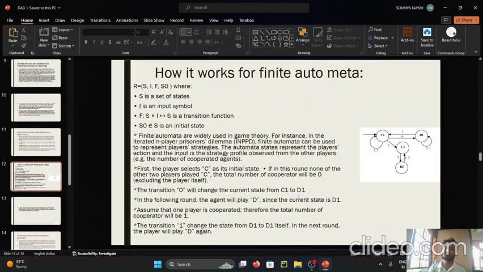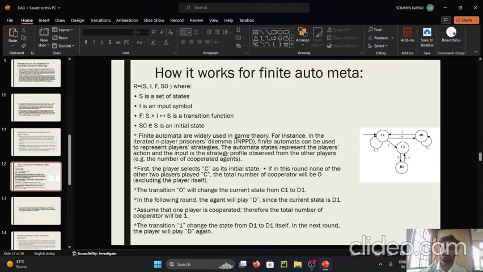Let's move towards how it actually works. Here we have an example where we know that finite state machines are represented by four symbols, that is M equal to S, I, F, and S naught, where S is the set of states, I is an input symbol, F is the transition function, and S naught is the initial state. Here we give the example of the 10-player prisoner's dilemma. We have the initial state C1, or we can call it C. So the first player selects C as the initial state.